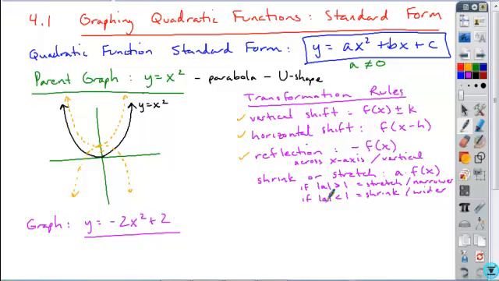And then if the absolute value of a, the coefficient or the multiplier of your function, is less than 1, then you're going to have a graph that is shrunken, and it's going to be a wider, flatter graph.